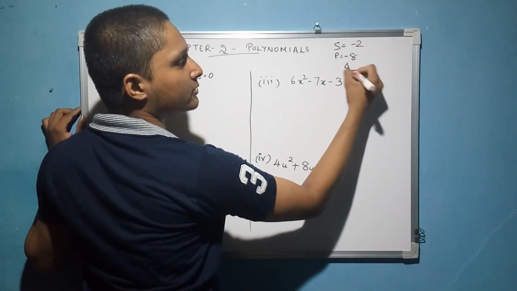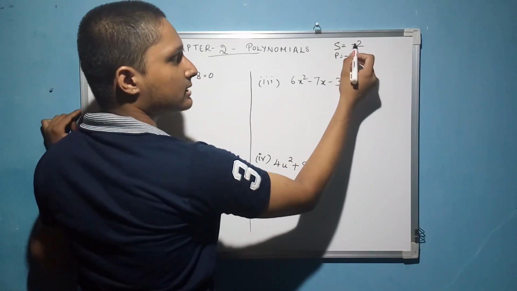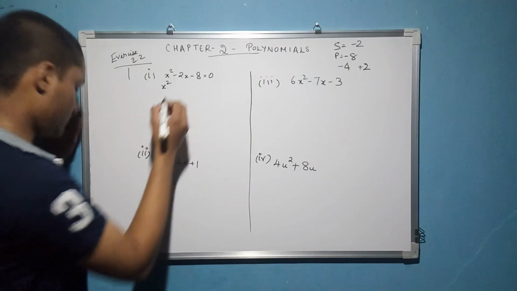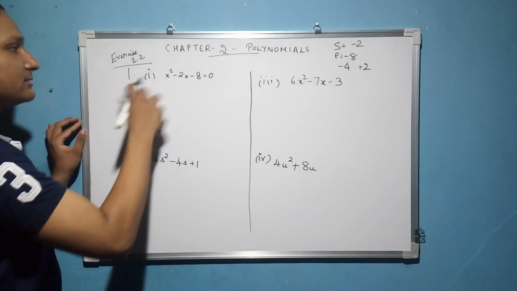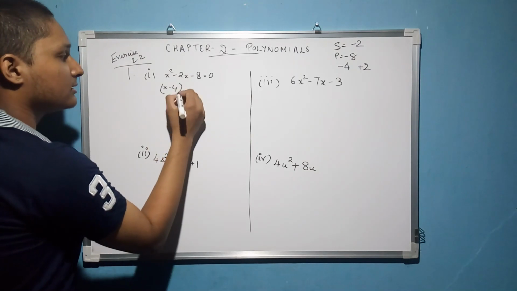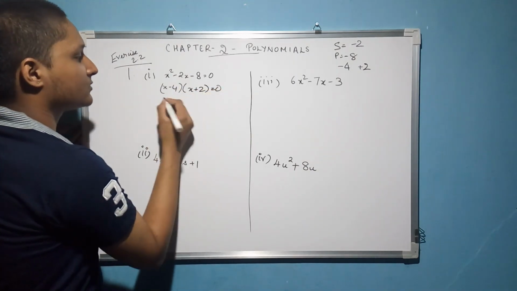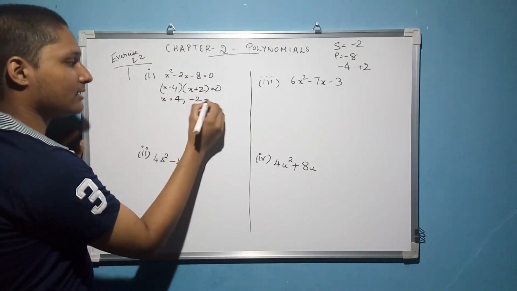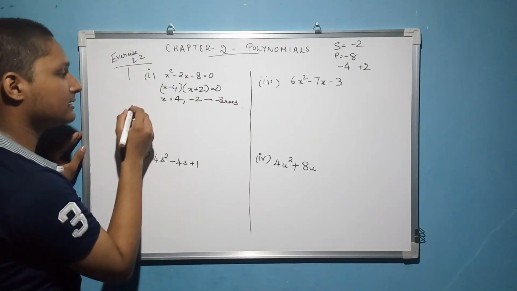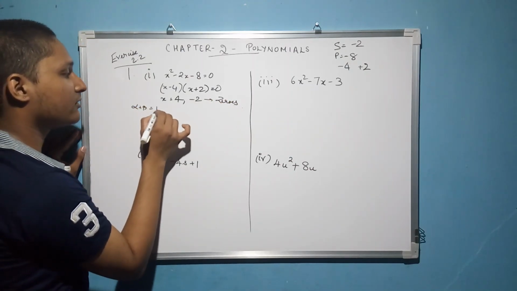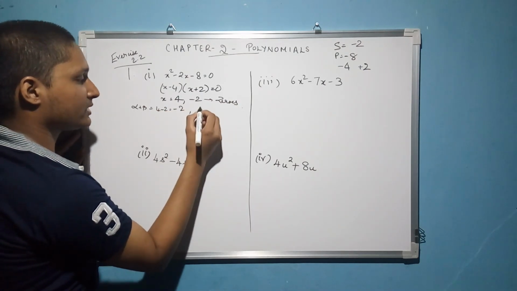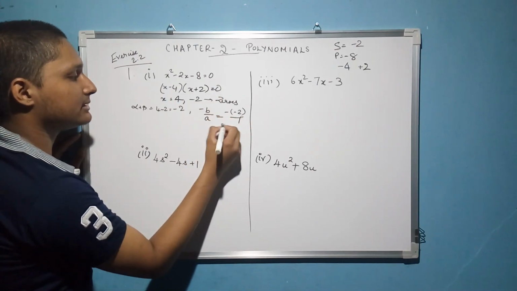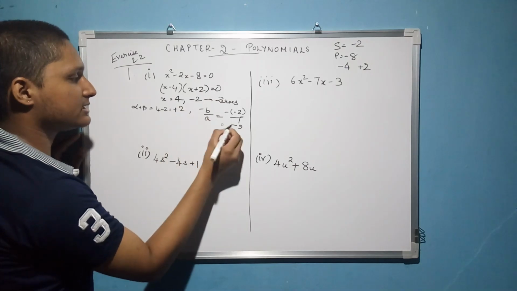So 8 comes to be 4 into 2. Okay, 4 and 2. But here is a negative sign. So 4 should be negative and 2 should be positive. So as I have taken the shortcut method, I can directly write it as x minus 4 into x plus 2 is equal to 0, or x is equal to 4 comma minus 2. These are the zeros. So I need to find alpha plus beta. Alpha plus beta is 4 minus 2, that is equal to 2. Minus b by a is minus of minus 2 divided by 1, that is 2 itself.